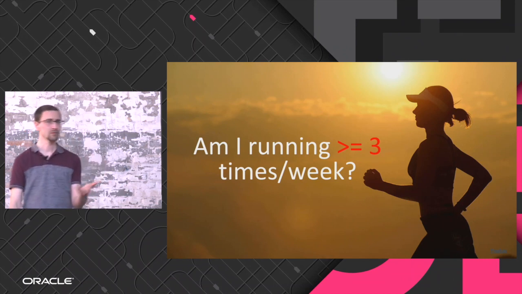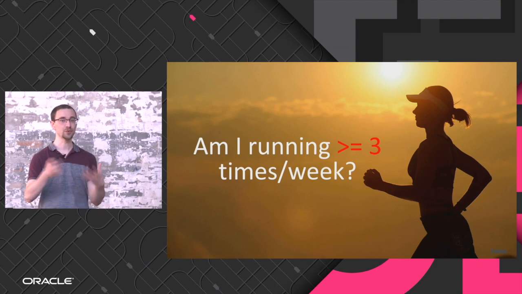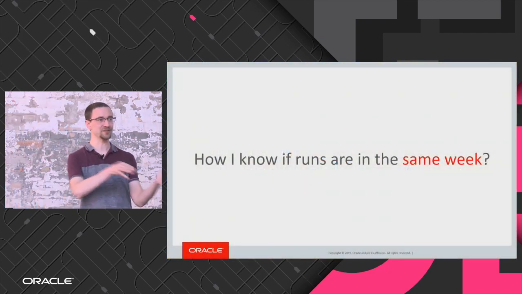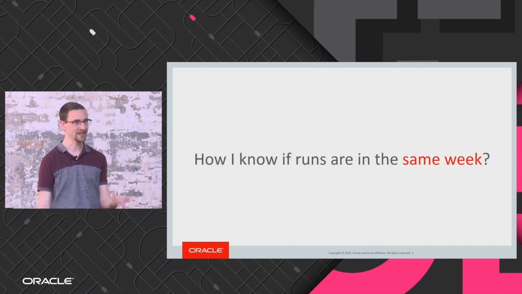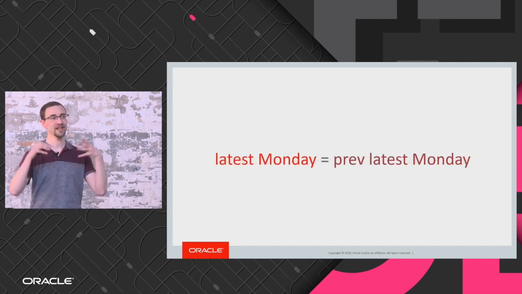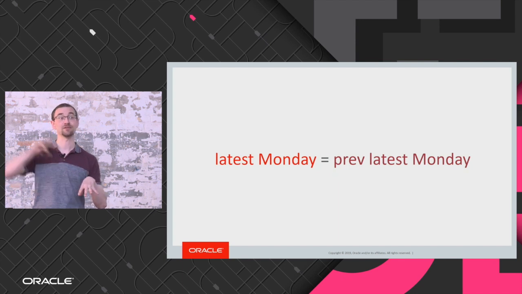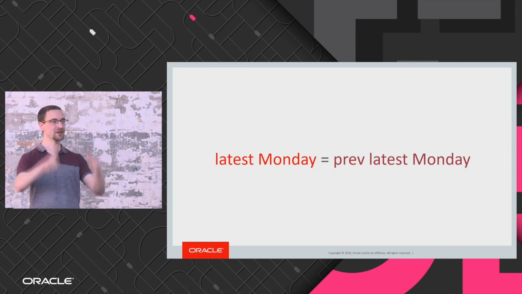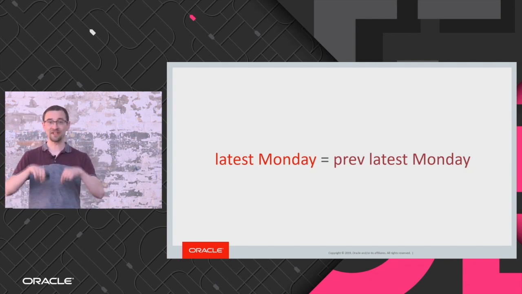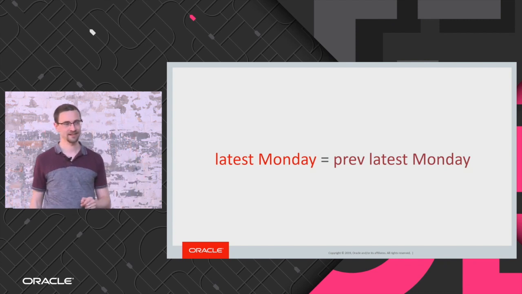So how can we do this? Well, one way to approach it is to say, do runs fall in the same calendar week, Monday through to Sunday? So the question we need to answer there is, how do we know if 2 dates fall in the same calendar week? Now, there's various techniques you can use to answer this. What I'm going to use here is, is the most recent Monday for the current row equal to the most recent Monday for the previous row? So today's Tuesday, the most recent Monday is yesterday. If today was Monday, the most recent Monday would be today. We're checking whether 2 dates fall in that same Monday to Sunday calendar week.